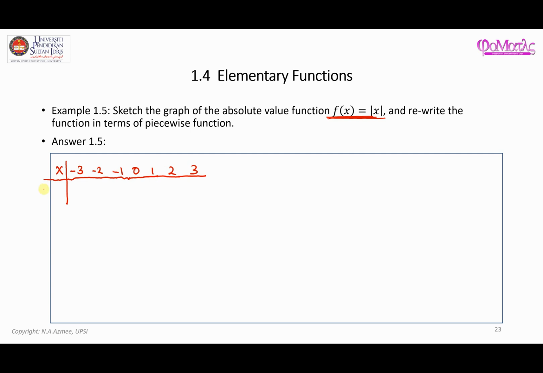Okay, so here is the function, which is the absolute value of x. Now when -3 is substituted into x, the result is going to be positive, so the answer is going to be 3. The absolute value of -2 is going to be 2. -1 is 1, 0 is 0. For positive values of x, the result is going to be positive, so for 2 it's going to be 2 and for 3 it's 3. So based on these values, you can start plotting these points and see how the graph will look.